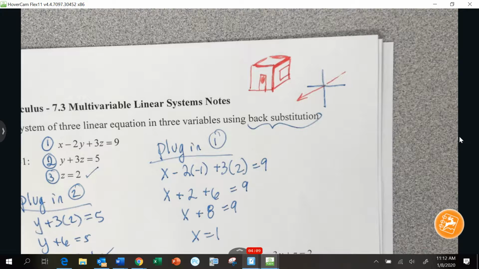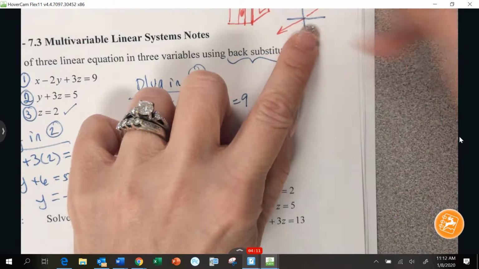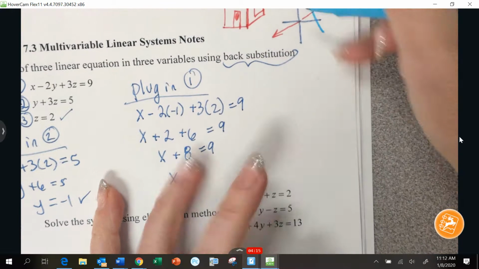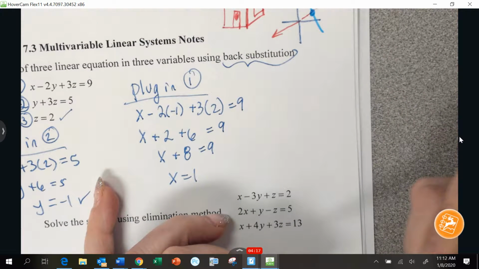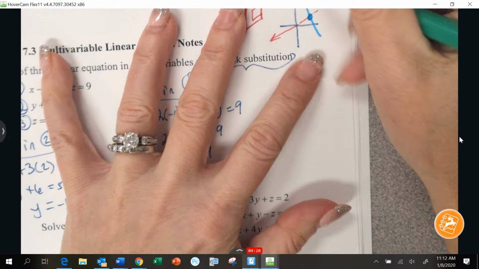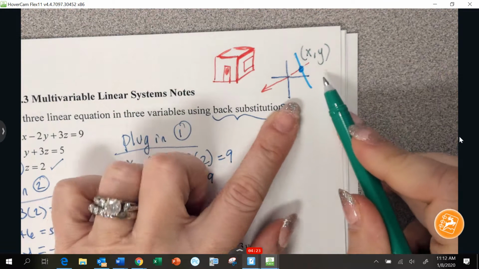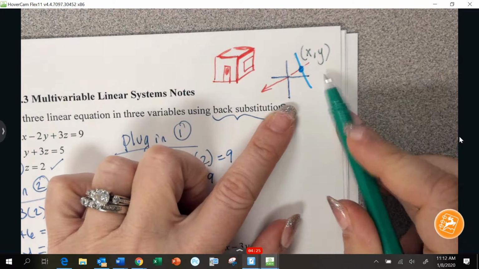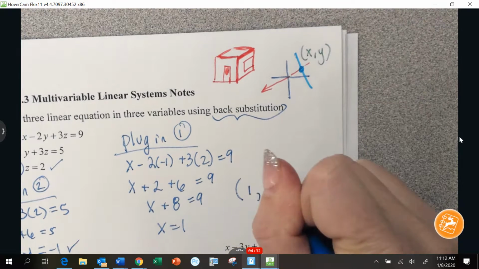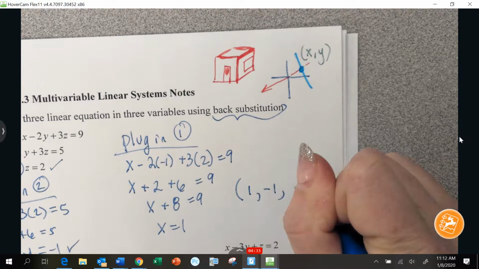So when we do this 2-dimensionally, when we find where two lines cross in 2 dimensions, how do we write our answer? What's this thing called? An ordered pair? Do you know what it's called? Dimensions? Ooh, no guesses?